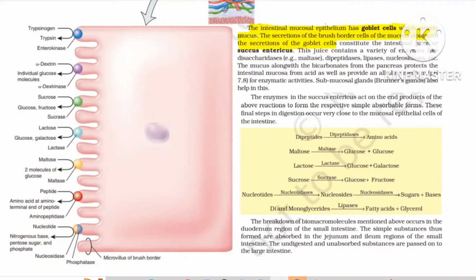means brush-bordered cells. You can see in this diagram, the side diagram, you can check it. This is one brush-bordered cell. If you see, these are the actual proteins which work as enzymes. So the secretion of the brush-bordered cells along with the mucus coming from the goblet cells together will make the intestinal juice that is known as succus entericus.